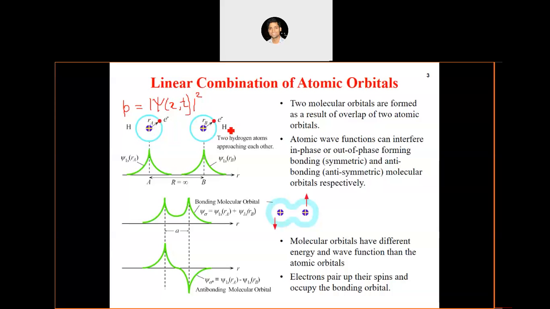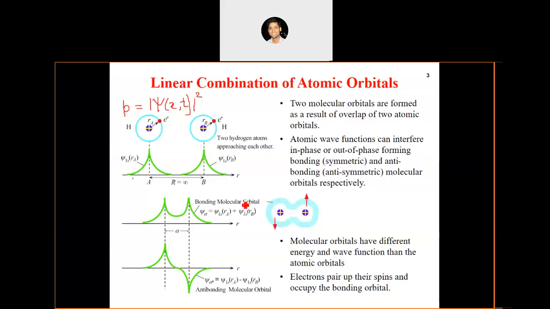We have two hydrogen atoms. They are at infinite distance from each other, which means they are not interacting with each other. In that case, their wave functions look somewhat like this. You can see here r is equal to infinity. Basically at their center, the probability of finding the electron is maximum, and then as you go away from the position, the probability of finding the electron basically becomes zero. At the atom center, the probability is highest, and then it decays as we go away from the center of the atom.